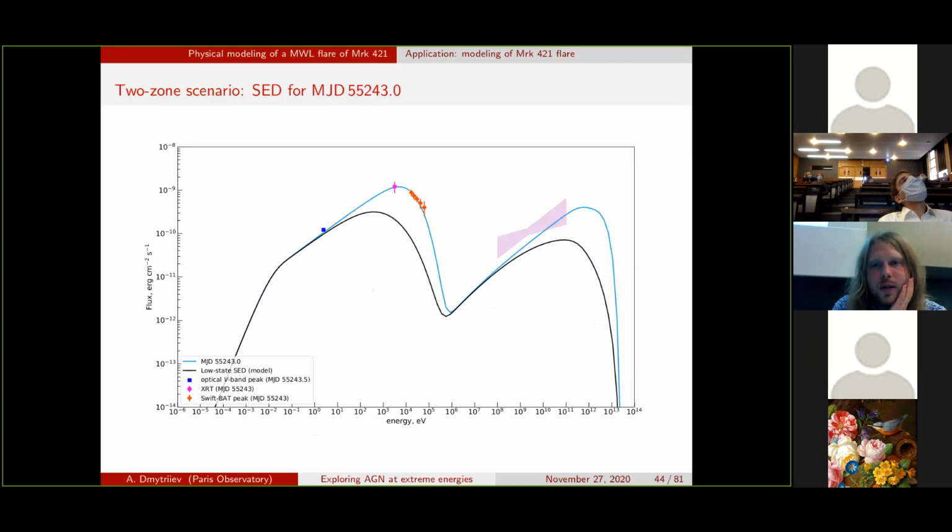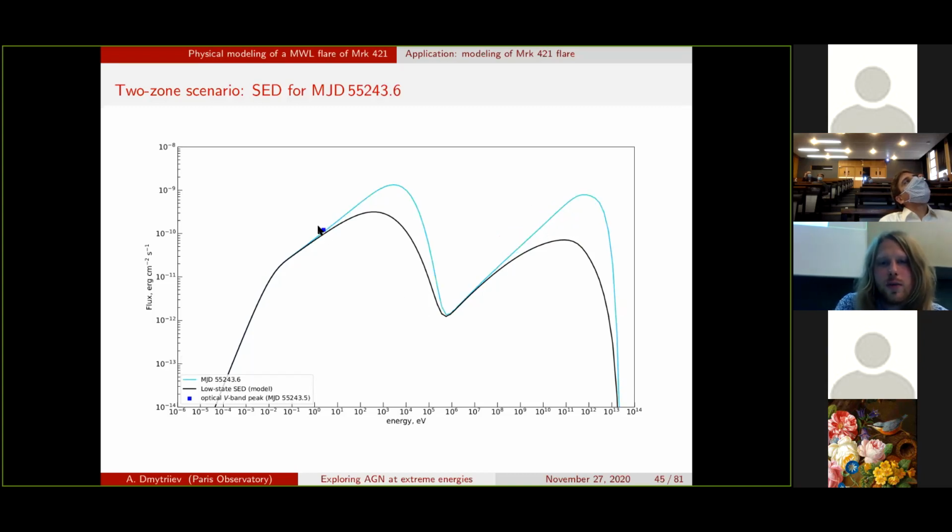This is around the peak of the flare in Fermi and in X-rays. You can see we reproduce optical and X-ray measurements quite well, but slightly underestimate the Fermi band here. The optical is still well fit. Then this is 1 day after the peak of the flare, and these are VERITAS measurements taken at this date. We reproduce VERITAS measurements quite accurately up to a few TeV, like 4 or 5 TeV, but then we see a discrepancy.